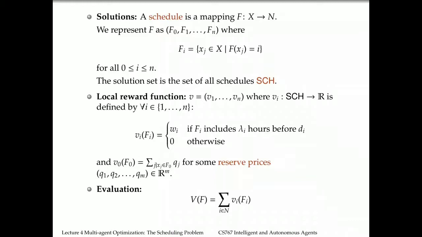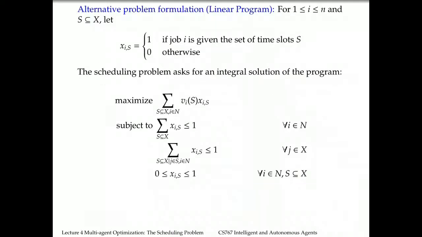So this will be just the sum of the $3 for every idle time slot. So what is the evaluation? The global evaluation function is defined as a sum of the local reward for every agent. That includes also the idle agent, right? So that's the overall evaluation of a solution.